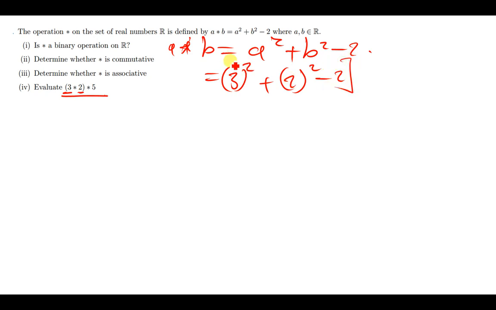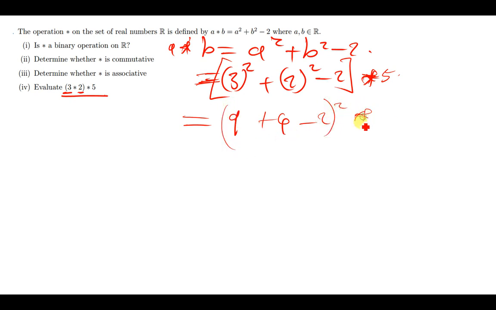Then after doing this, we have star 5 outside there. 3 squared, the answer is 9. 2 squared, the answer is 4. Minus 2, star 5. So I have 9 plus 4, the answer is 13, minus 2, the answer is 11. So 11 star 5.